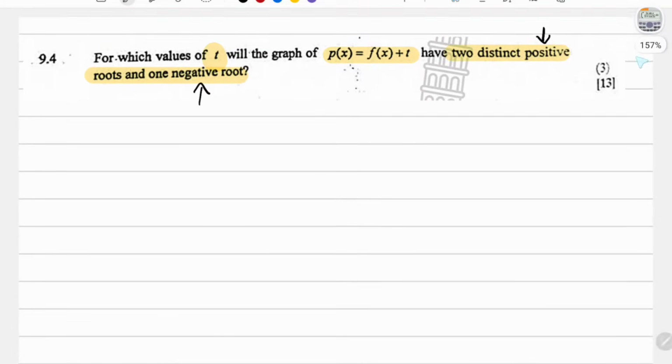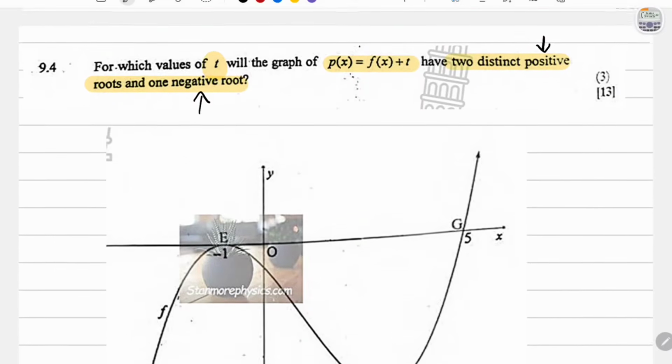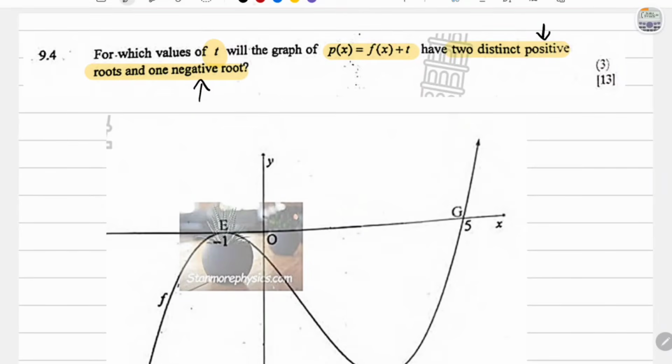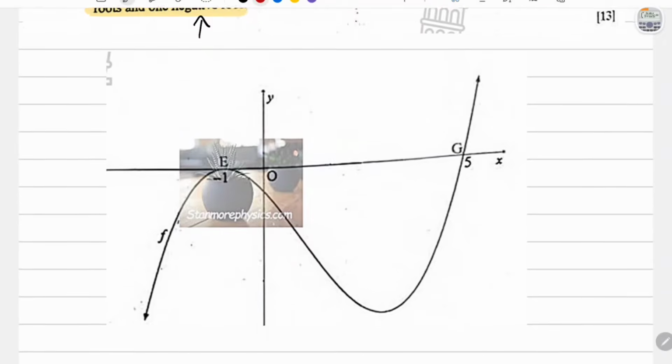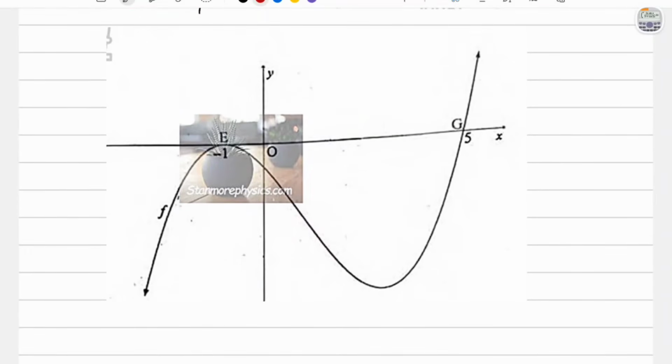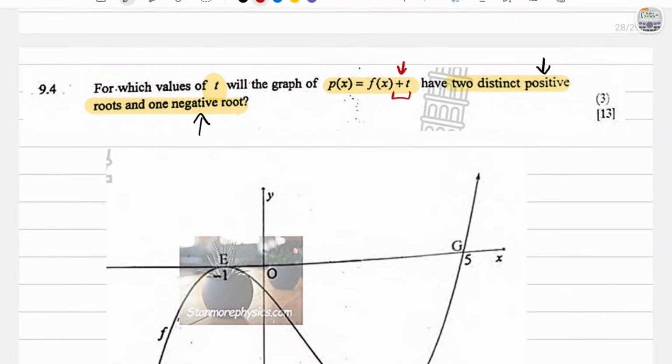Let me go ahead and get our graph. And when we have our graph, I'm glad t is positive, not that it wouldn't have worked if it was negative, but it's just simpler when it's positive. So f of x plus t will it have two distinct positive roots and one negative root. Let's look at the roots that it has right now. Right now, it has only two roots, right? One is negative and one is positive. We needed to have three roots, but specifically three roots where two are positive, one is negative.